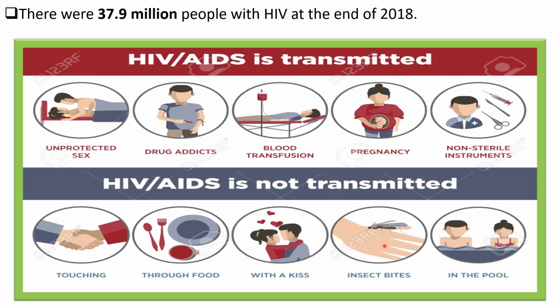Here some ways are presented by which HIV does not transmit from person to person. By shaking hands, I mean by means of touch, HIV cannot spread. Then by eating food with the infected person also. Then by giving a kiss. Then by bites of insects and in swimming pools. These are the means by which HIV infection does not transmit from person to person.